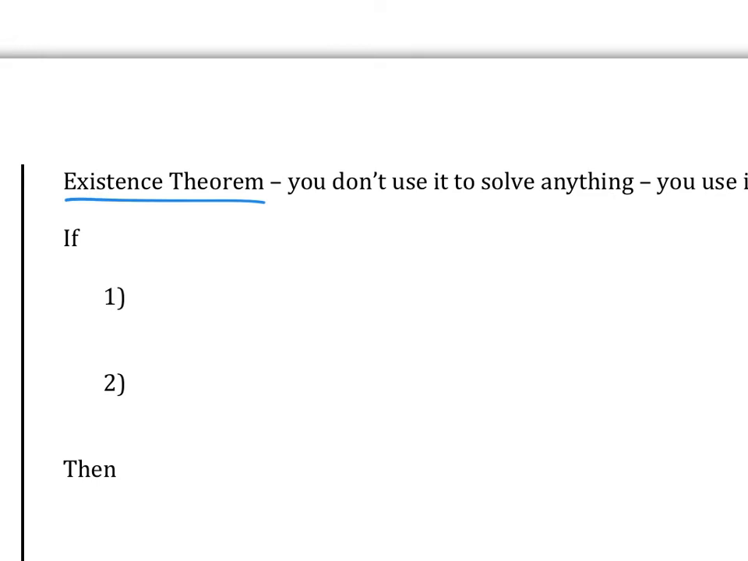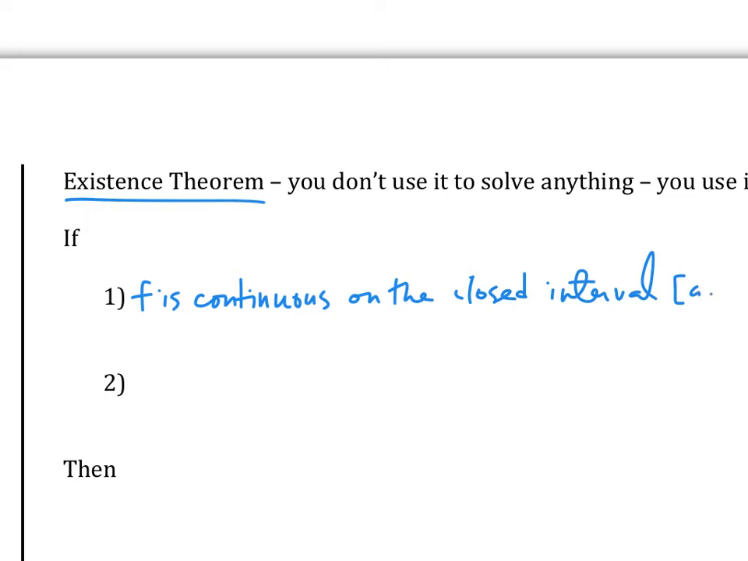Okay, so the intermediate value theorem. To use it, you have to have 2 requirements. First thing is, f is continuous on the closed interval a to b, where f of a is not equal to f of b. So that's the first requirement. This function is continuous on some closed interval a to b.